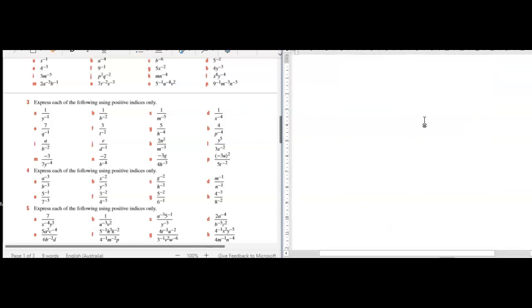All right, let's get rid of that so we can do question 4. Express each of the following using positive indices. Okay, let's start with D. M to the -1 over N to the -1. Okay, so basically if we want positive indices, the M has to flip over, so it comes now on the denominator, and the N comes on the numerator. So you're just flipping them basically.